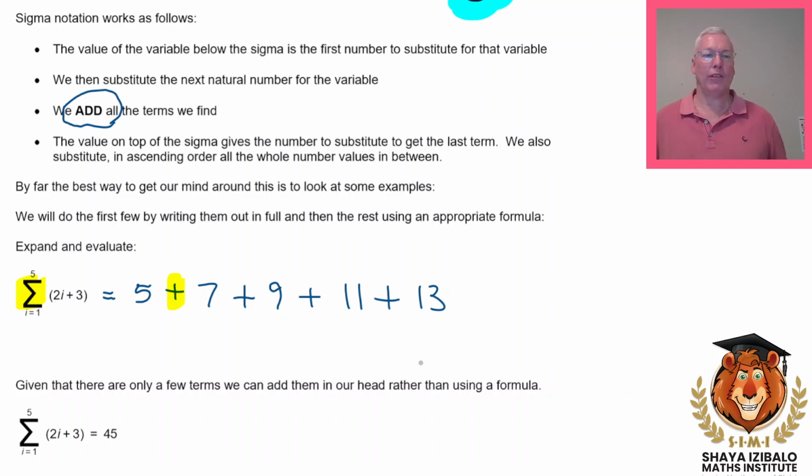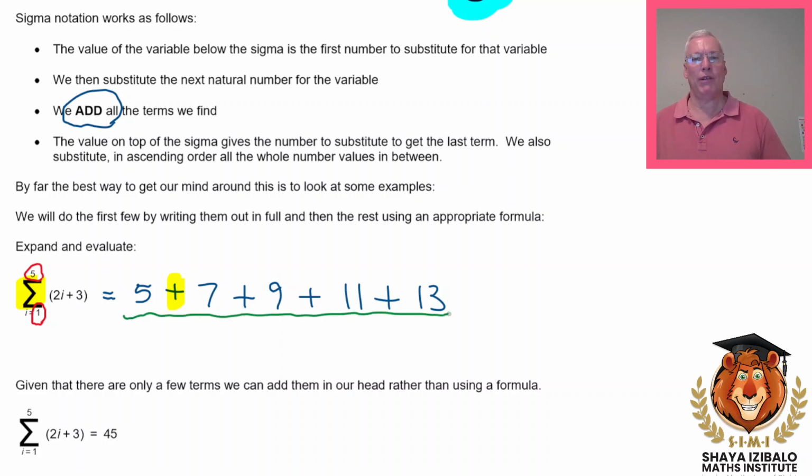Now, why did I stop at 5? After 5 terms, I stopped because that was the number on the top. So let's just understand. This number over here is the first number I'm going to put in, and then I just go up one number at a time until I get to the top number. Now, if we look at what we've got over here, this is a series. What sort of series, arithmetic or geometric? It happens to be arithmetic.